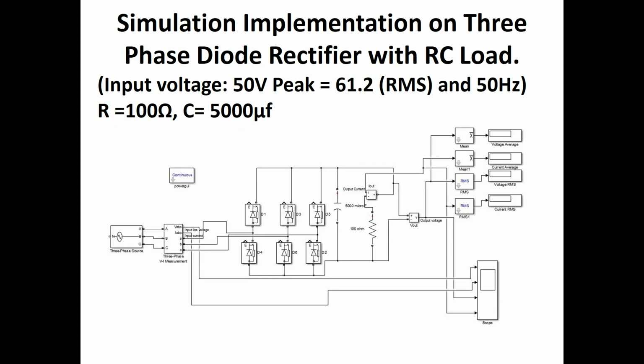Simulation implementation on three phase diode rectifier with RC load. Input voltage 50 peak equals 61.2 RMS, and frequency is 50. R is equal to 100 ohm, C is equal to 5000 microfarad. Now we will do the simulation.